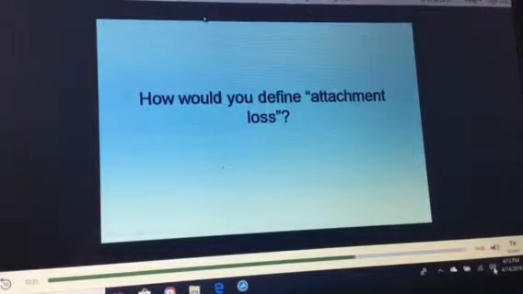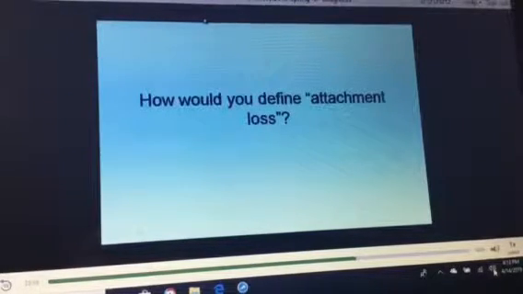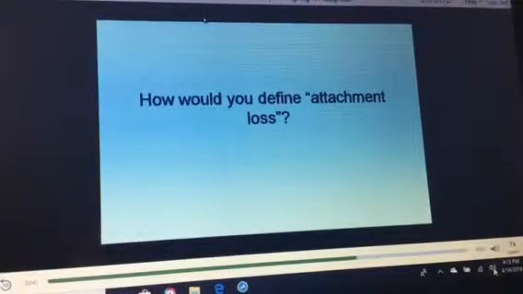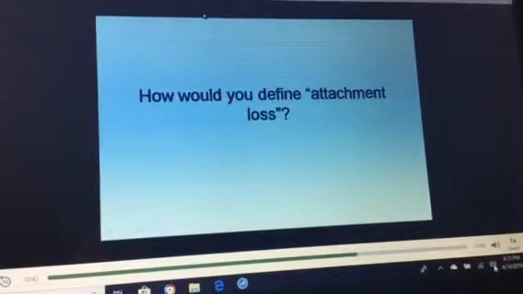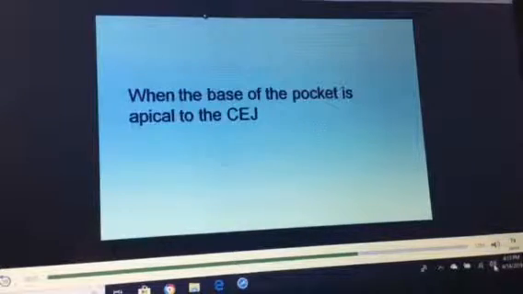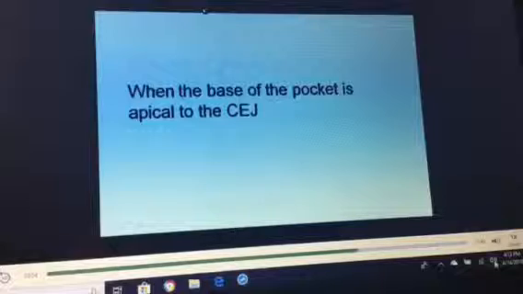Destroyed, some of it, and the bone loss. So the whole attachment will move apically: bone, connective tissue, junctional epithelium. That's when we have attachment loss. So the answer to that is when the base of the pocket is apical to the CEJ.